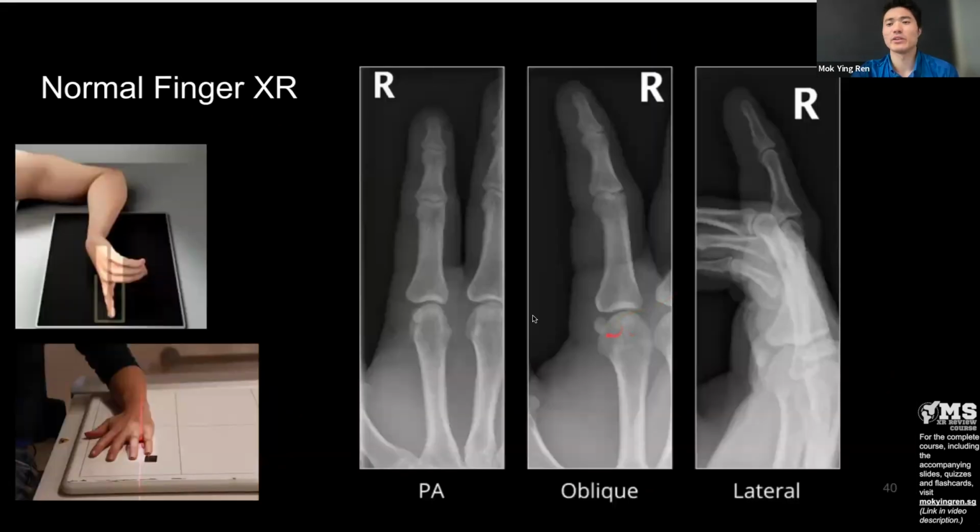Now, further distally, we have the finger, okay? And here we have the PA, oblique, as well as lateral views of the finger as well.